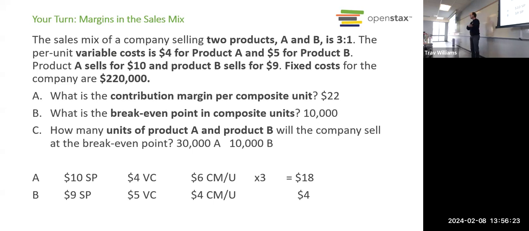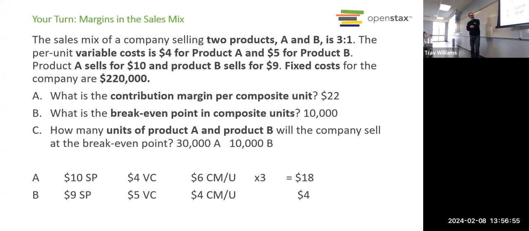Well, that's here on the bottom. We know that for product A, it has a $10 sales price and a $4 variable cost, which means it has a $6 contribution margin per unit. And if there are 3 of them in 1 composite unit, because remember the ratio is 3 to 1, we multiply that $6 contribution margin per unit for product A times 3, and we get an $18 contribution margin, right?